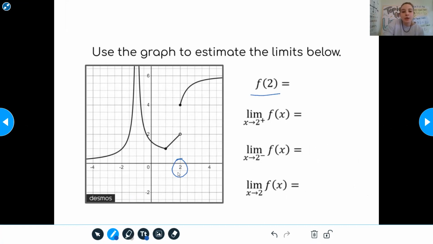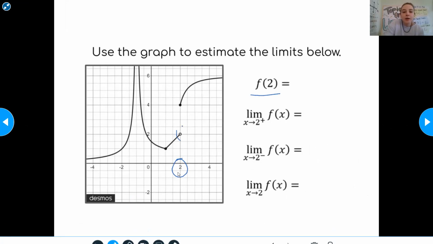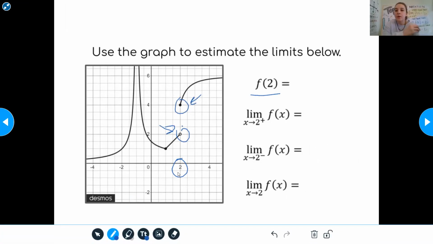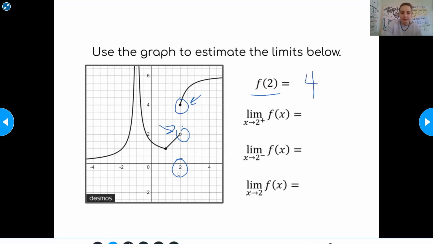So when x equals 2, I gotta find my y value. Notice how I have two different points, but one is an open circle and one is a closed circle. The closed circle is always the defined value. So f of 2 is going to be 4.